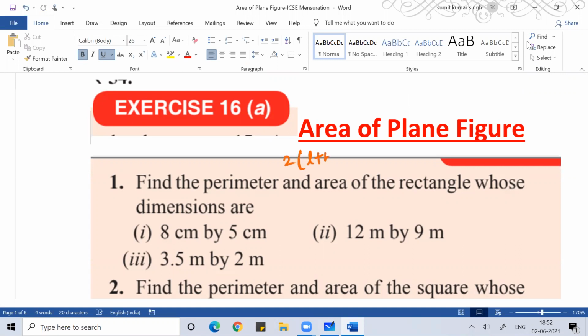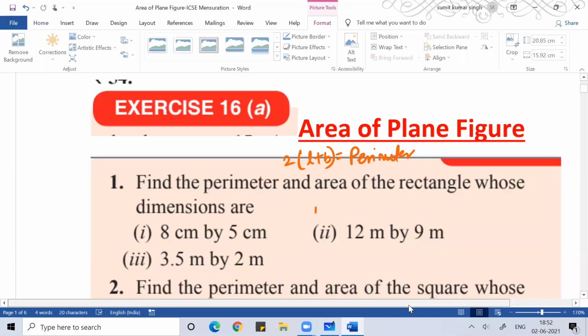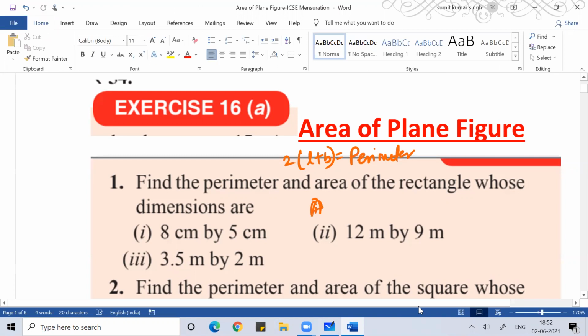2 into L plus B. That is the formula of perimeter of a rectangle. And what is the formula of area of a rectangle? So area of rectangle formula is L into B. So with 8 and 5, the area would be 40 centimeters square and the perimeter would be 8 plus 5, 13, 13 twos are 26 centimeter.